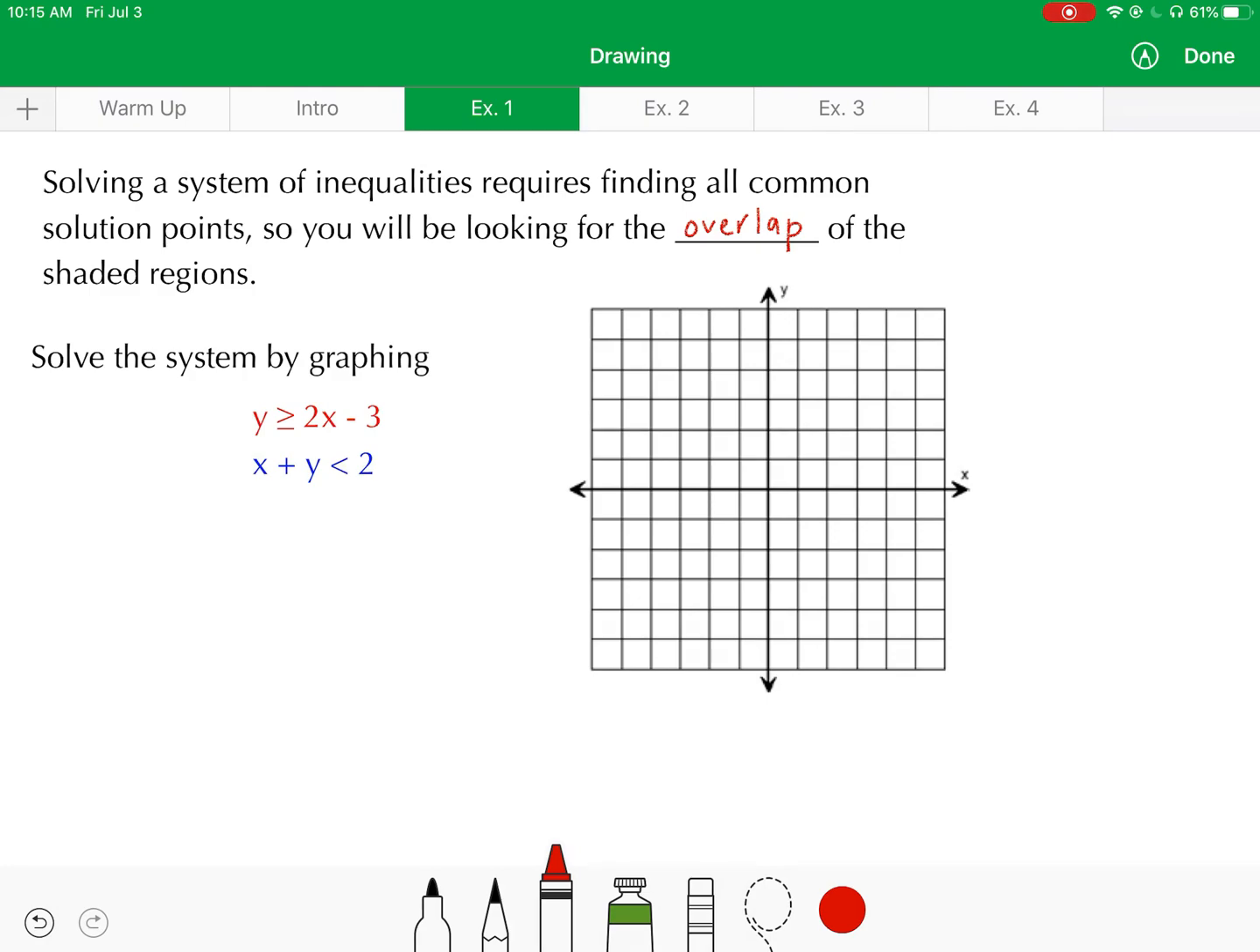So in this first example, we have 2 linear inequalities. All we need to do is graph both of them in the same coordinate plane and look for their overlap, okay, of the shaded regions. So I'll do the inequality in red first.